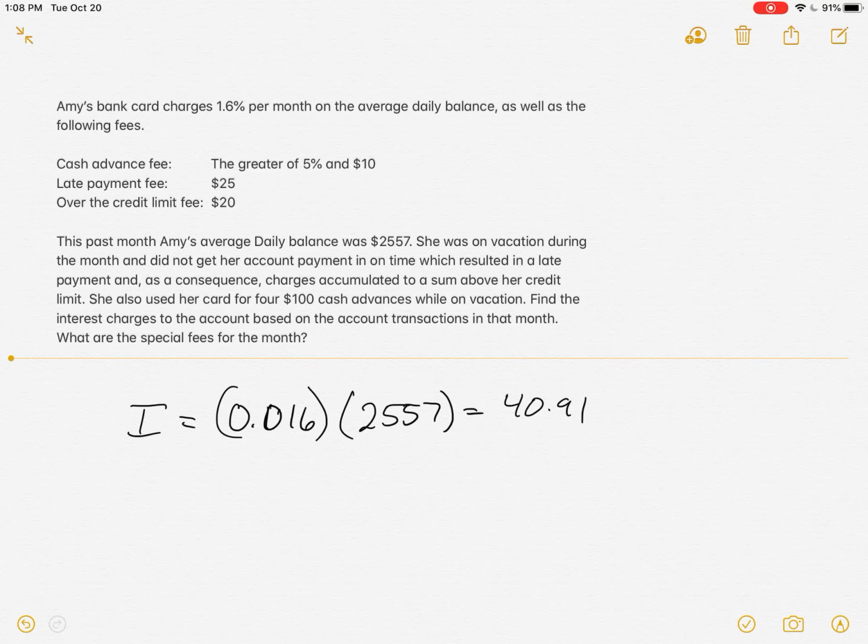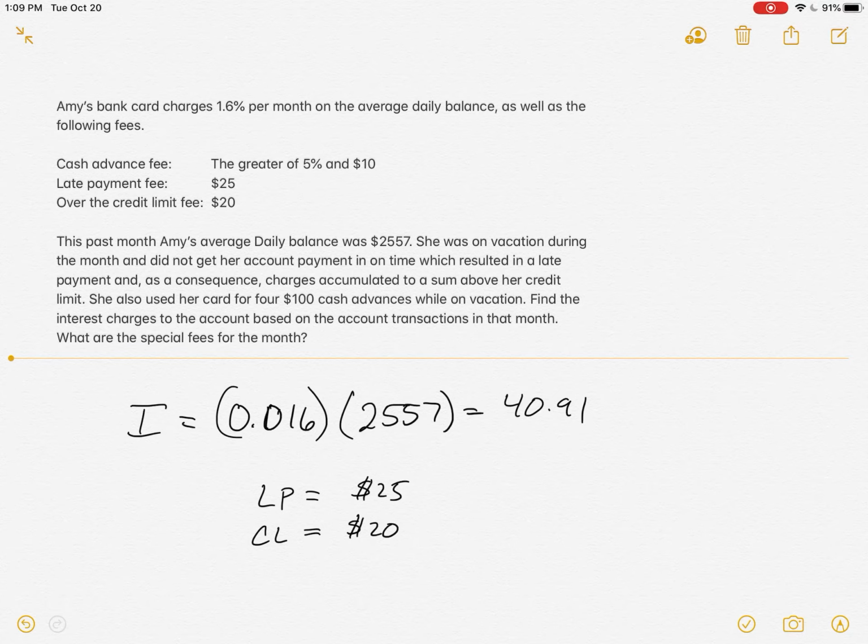Well, if we look, let's take it in order of how they said it. She was on vacation and did not get her account payment on time, which resulted in a late payment. So from the late payment, she was charged $25. And when that happened, it pushed her account over the credit limit. So you have the credit limit fee of $20 that happened to kick in just because she was so close to her credit limit, and then that late payment fee pushed her over that.